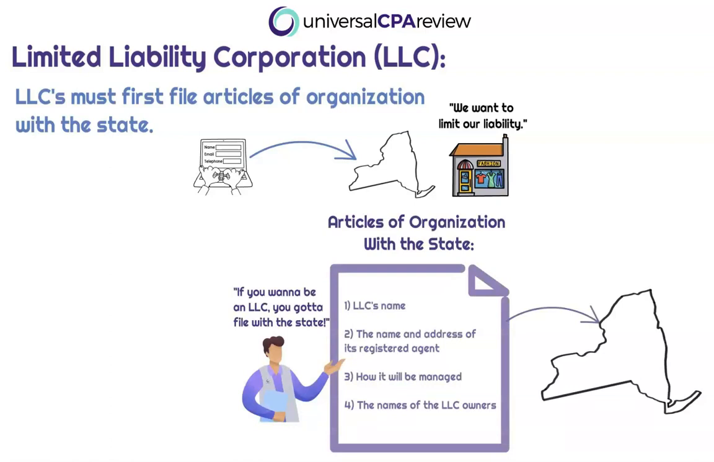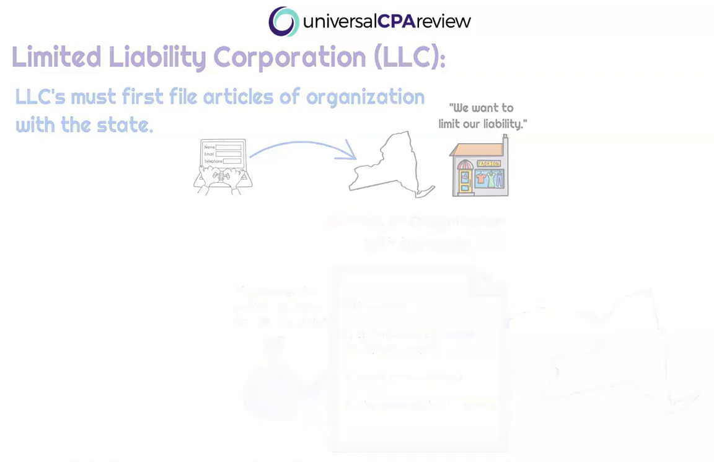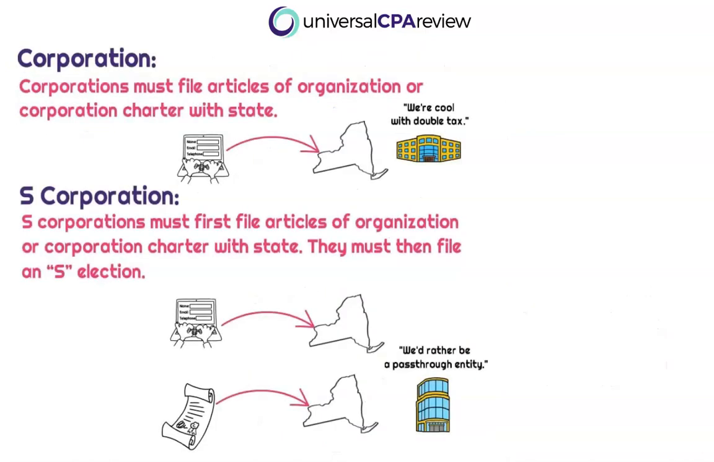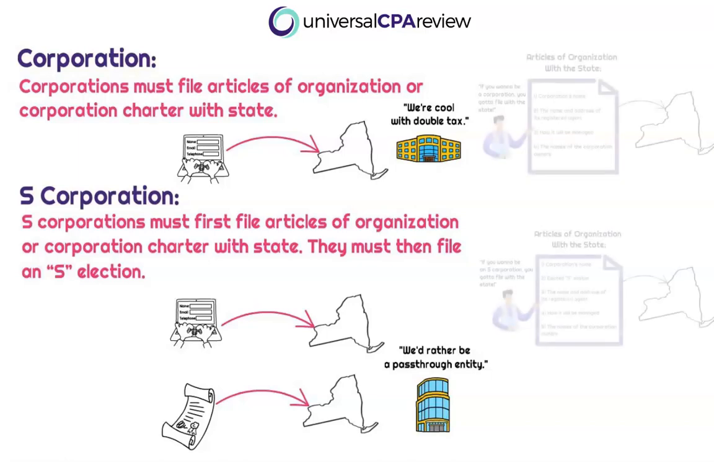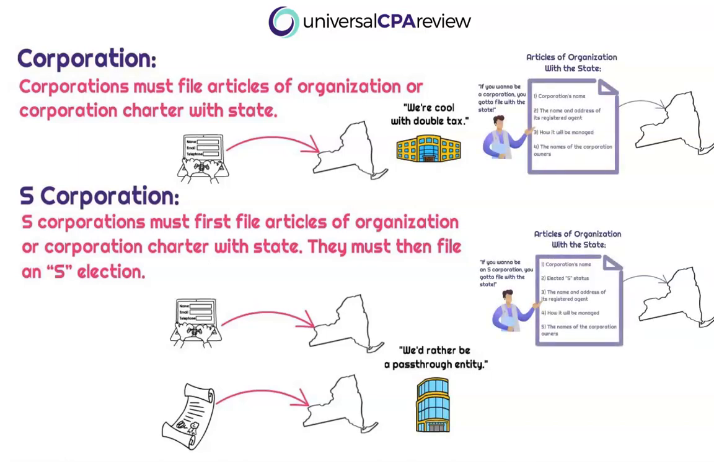We want to know the LLC's name, the name and address of the registered agent, how it will be managed, and the names of the owners of the LLC. Once again, corporations: we have two types of corporations, C corporations and S corporations. The relevant calculations to forming these entities are nearly identical, and the actual filing with the state is also going to be nearly identical.